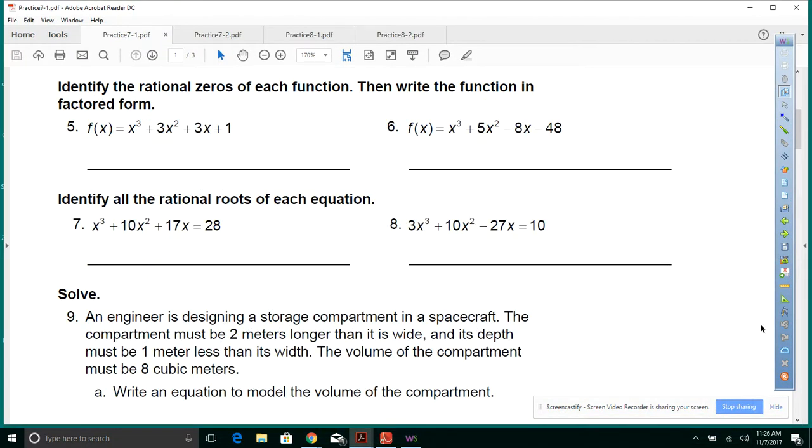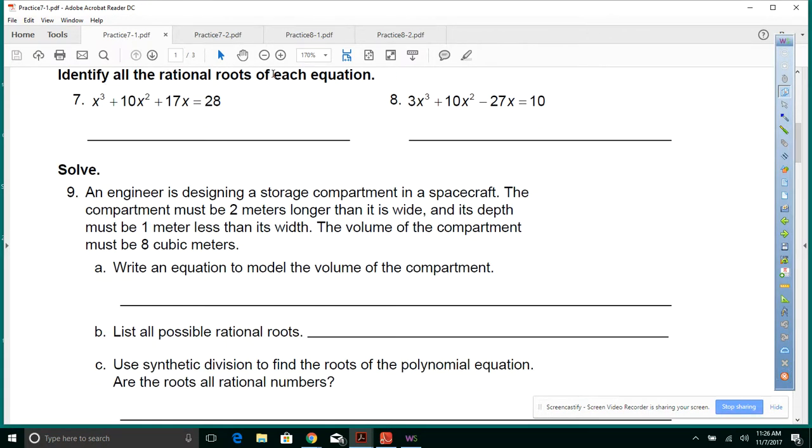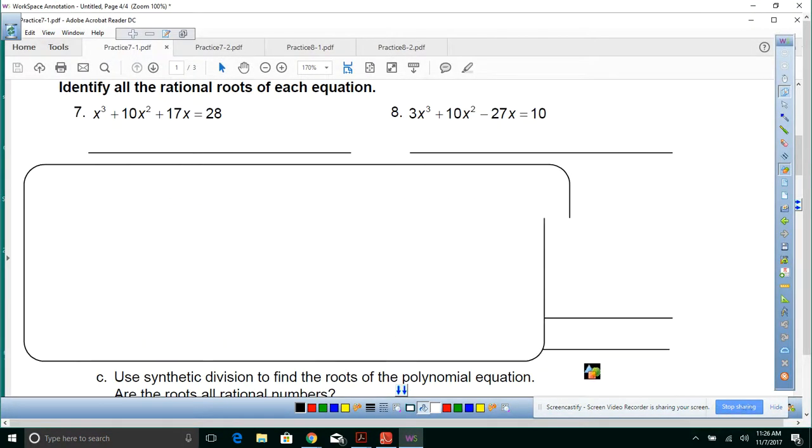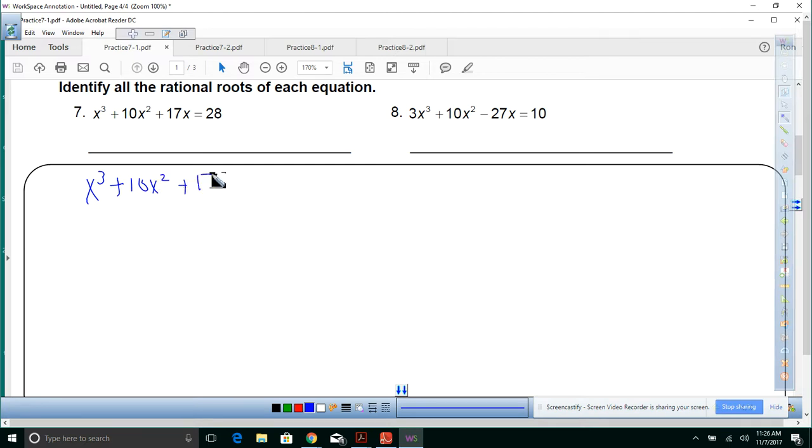All right, number 7. Identify all the rational roots of this equation here. So let's see, what do we got? How many terms do we have? We might have to rewrite this a little bit, because you got equals 28. So let's subtract 28 from both sides, and you got x cubed plus 10x squared plus 17x minus 28 equals 0.